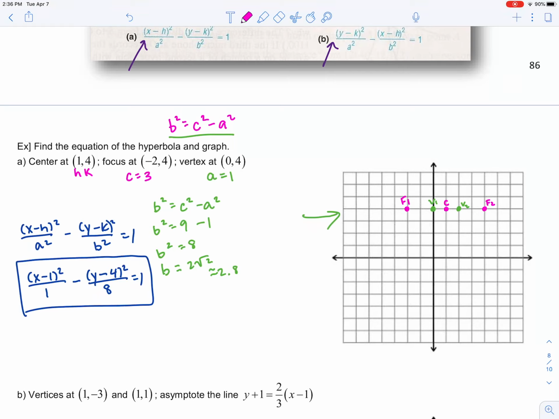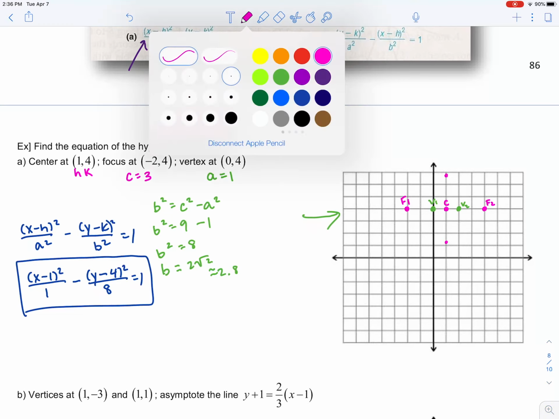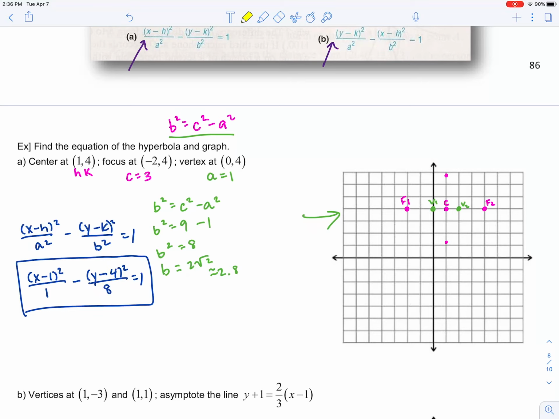Now I want to use the b value to draw in my rectangle. So if I go to the center and I go up 2.8 units, 1, 2, about to here, and down 2.8 units, 1, 2, so down to here, I can draw in a rectangle. The rectangle isn't officially part of the graph of the hyperbola. It's just there as a guide to help me to accurately sketch in my asymptotes. So the asymptotes should go through the diagonal of the rectangle we just drew. So it will look like this.